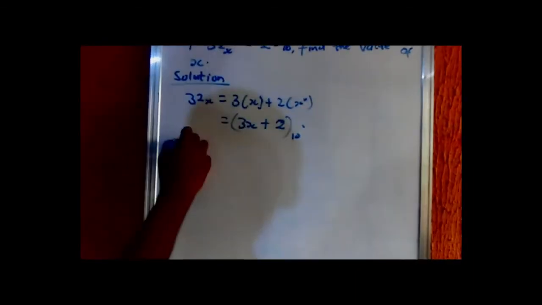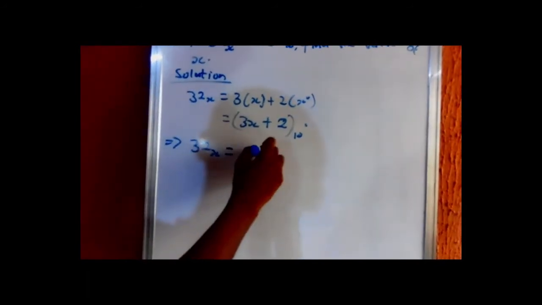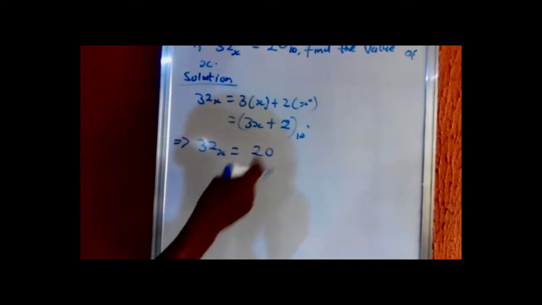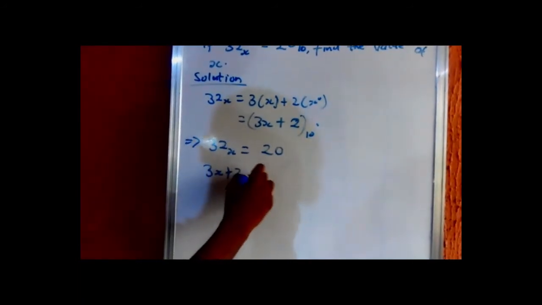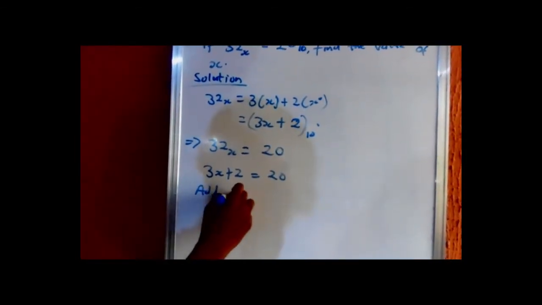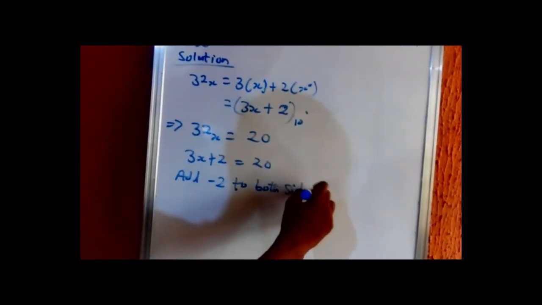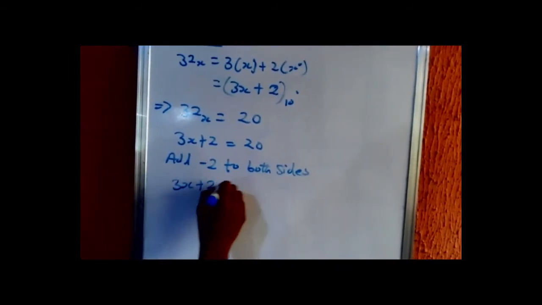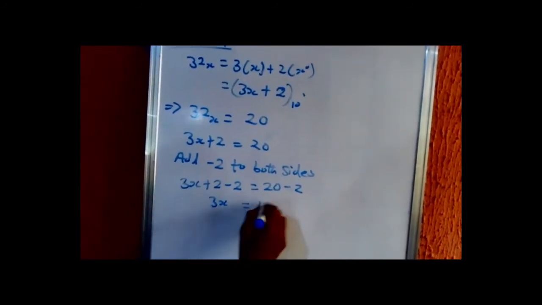So 32 base x equals 20 base 10. Because it's a standard base, I decide not to put the 10. So this becomes 3x plus 2 equals 20. I can decide to add minus 2 to both sides. So this becomes 3x plus 2 minus 2 equals 20 minus 2. It becomes 3x equals 18.